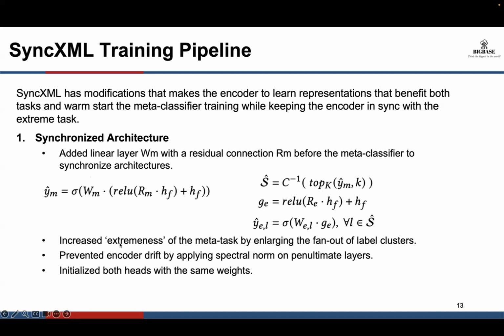And they increase the extremeness of the meta task by enlarging the fan out of label clusters, the number of distinct labels. They increase it to make the meta task more extreme to match the extreme task.